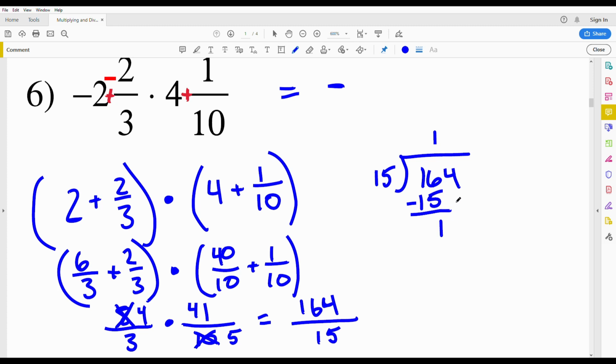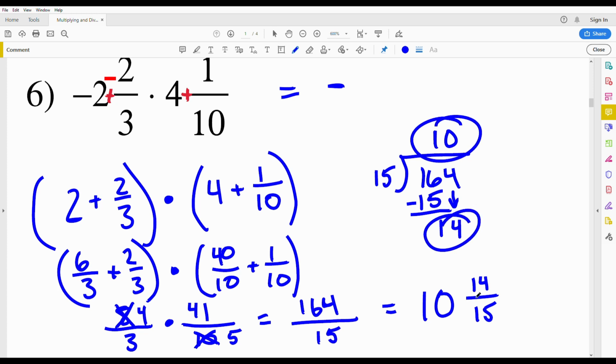16 minus 15 is 1, and then I'll bring down my 4, so I'll get 14. How many times does 15 go into 14? 0 times. So I'm out of room here because 10 times 15 is 150, and I'm left over with 14. So this is going to equal 10 and my remainder, 14, out of the number I was dividing by, 15. 14 fifteenths. Because 15 goes into 164 10 whole times with 14 remaining. So 10 and 14 fifteenths.